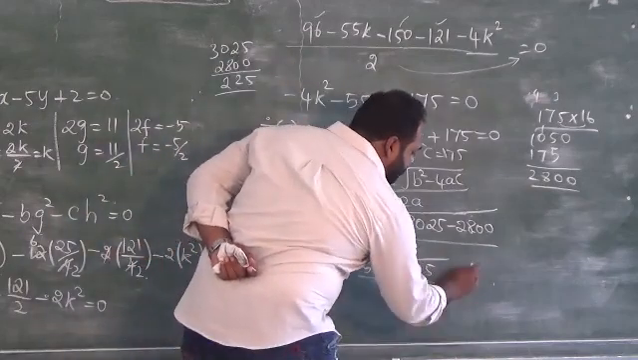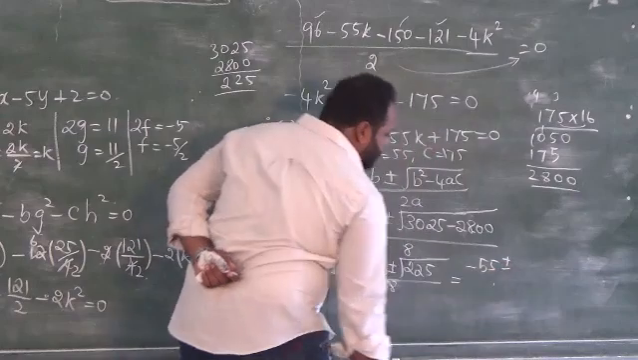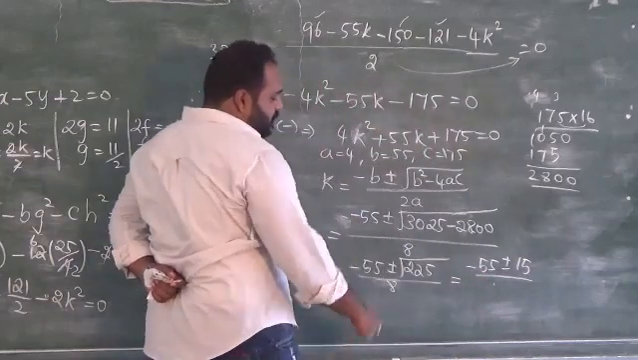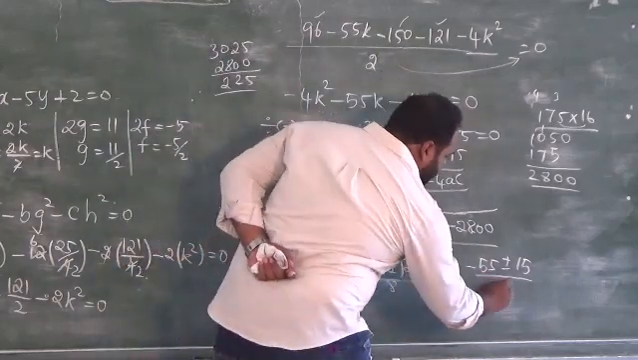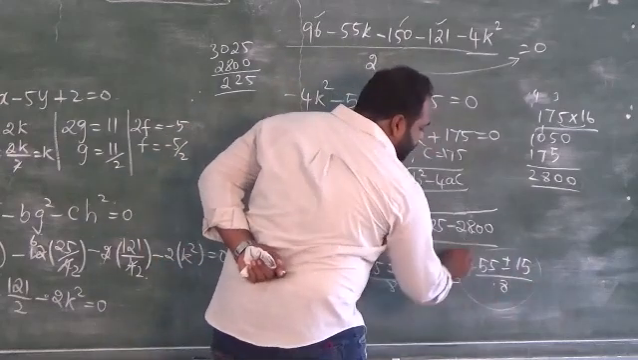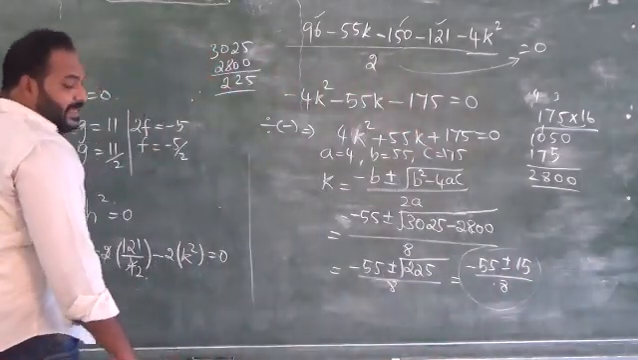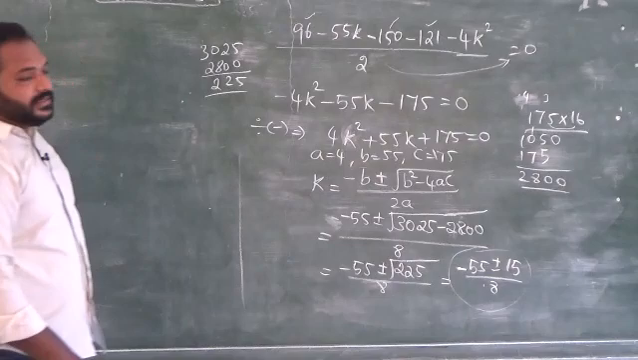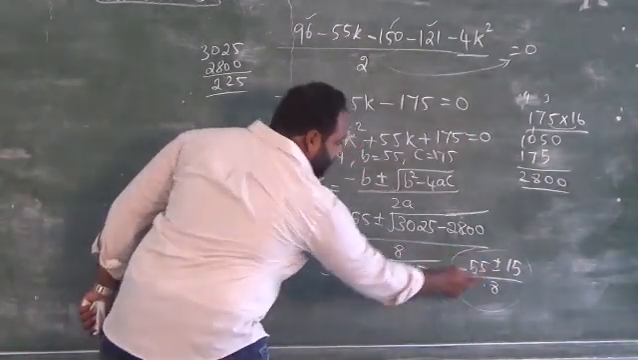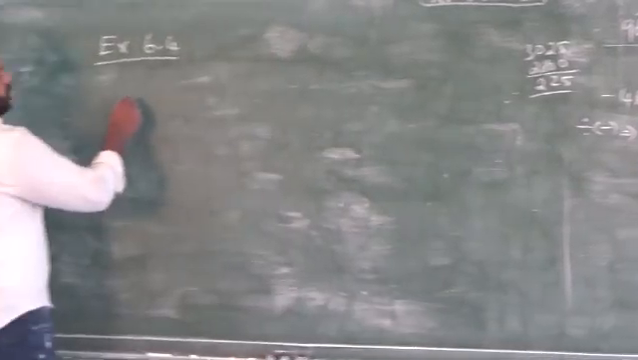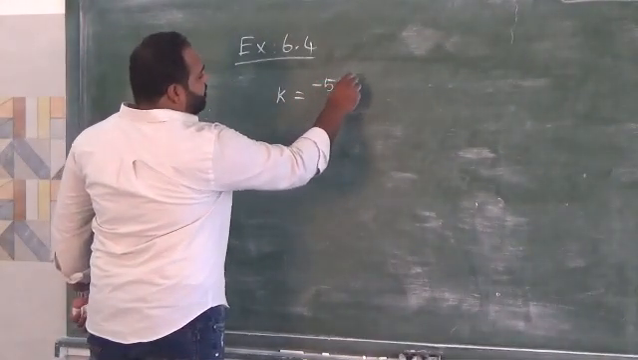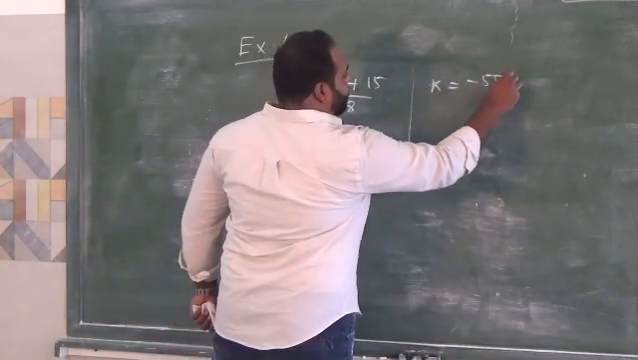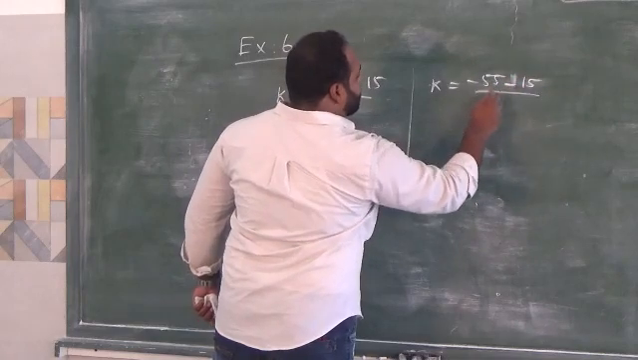Here, minus 55 plus or minus root 225. The value of root 225 is 15, by 8. So we have k equal to minus 55 plus or minus 15 by 8. Since we have a plus or minus here, we will get two k values. K is equal to minus 55 plus 15 by 8, one value. K is equal to minus 55 minus 15 by 8, another value.